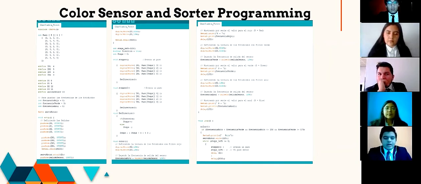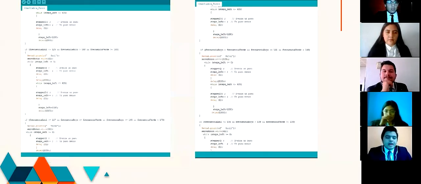And then we have the color sensor and sorter programming. The color sensor is responsible for measuring a color range from the candies, and based on this value, it will move the stepper motor and also a servo motor to its respective container.